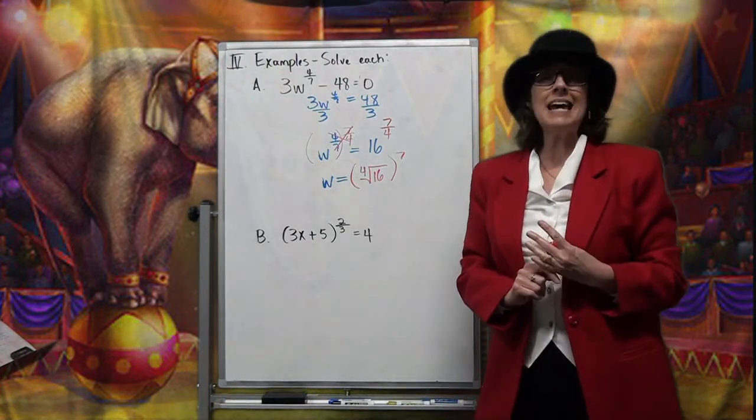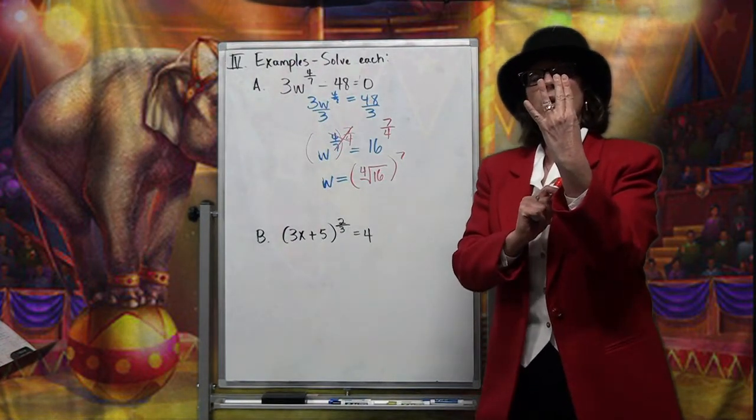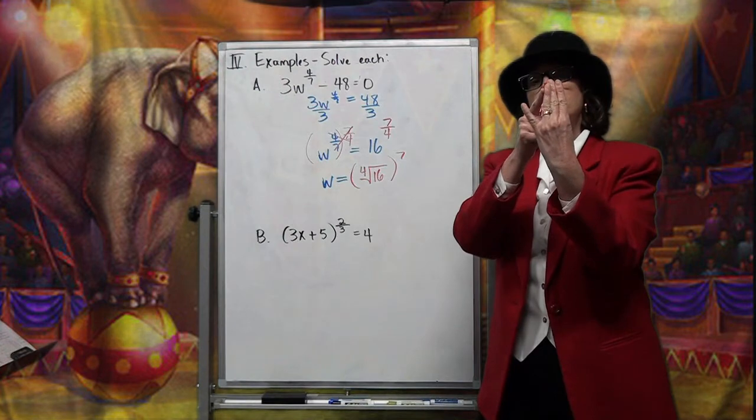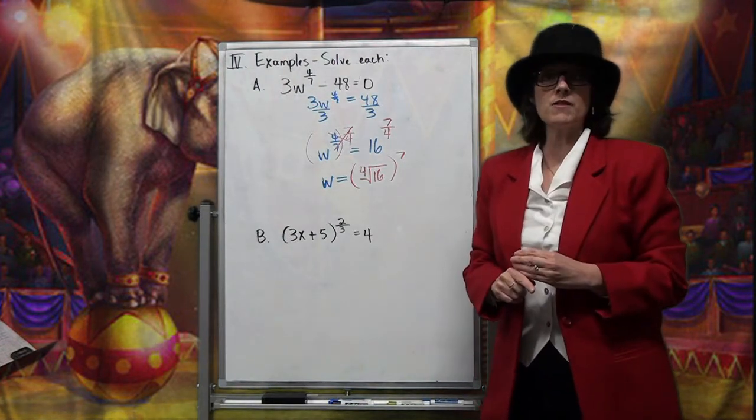However, what about a negative 2? Because negative 2 times negative 2 is positive 4. Positive 4 times negative 2 is negative 8. And negative 8 times negative 2 is positive 16.